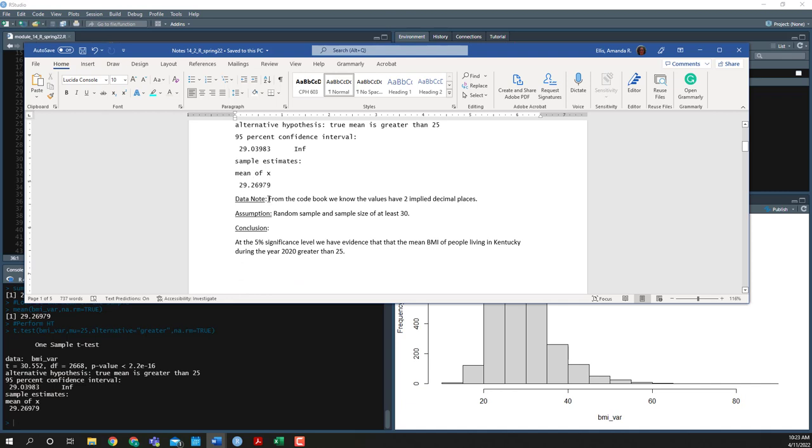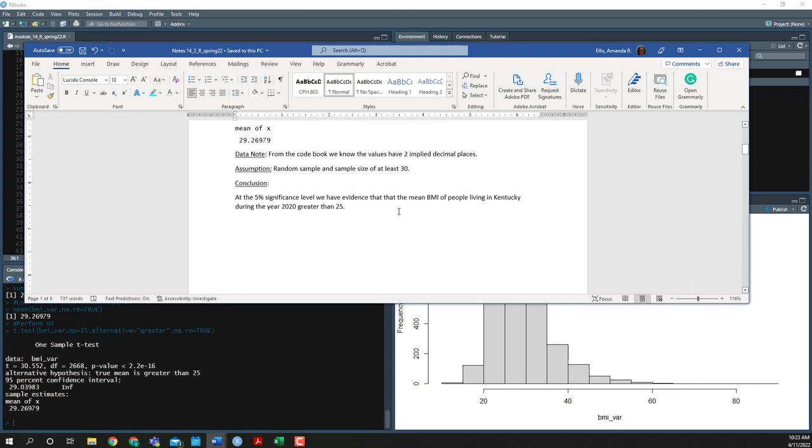So just a couple data notes. We note that from the code book there were those 2 implied decimal places. We had a random sample and a sample size of at least 30, so we met the assumptions. So now we can make our conclusion. At the 5% significance level, we have evidence that the mean BMI of people living in Kentucky during the year 2020 is greater than 25.